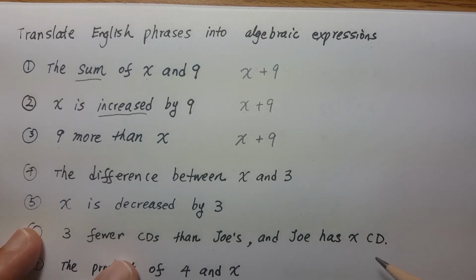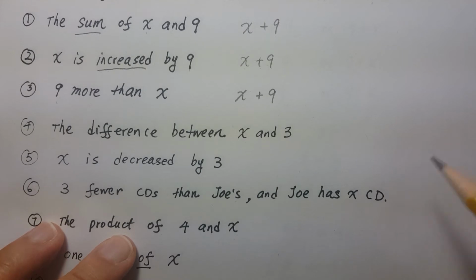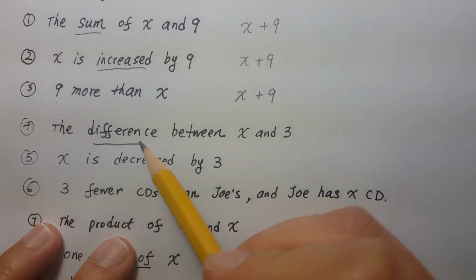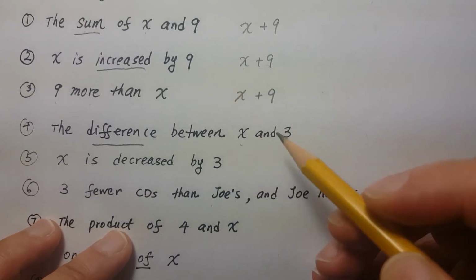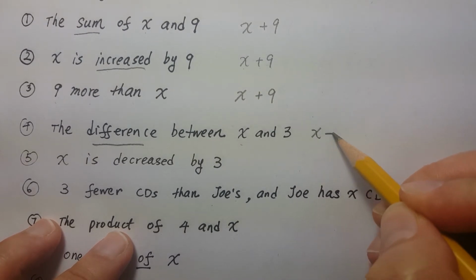Number 4, the difference between x and 3. Difference means subtraction. So now subtraction, so which one subtracts which? The difference between x and 3. X comes first. So therefore x minus 3.